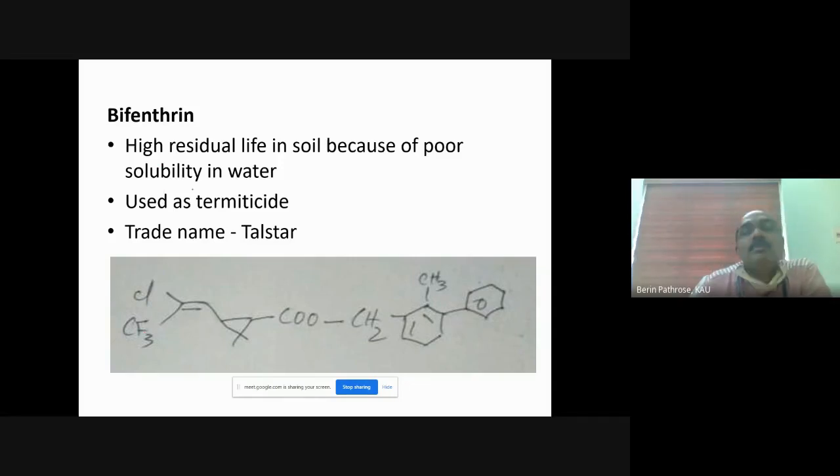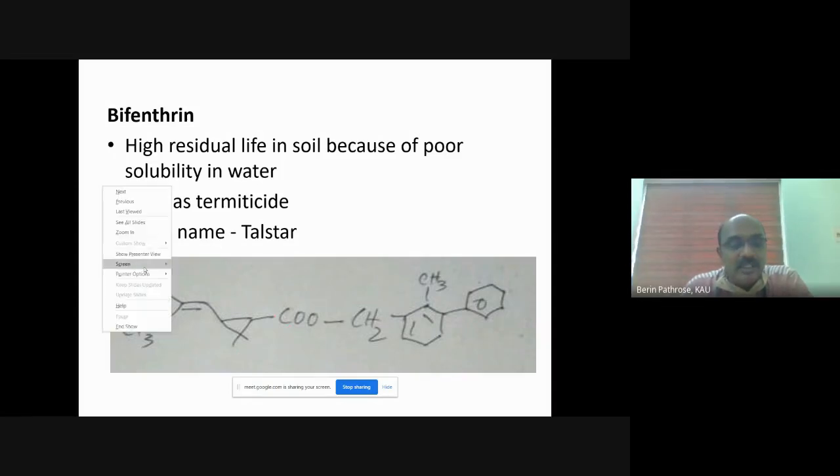So it has more residual toxicity in soil, and hence it is used as a termite treatment, and it has low solubility in water. The major trade name of bifenthrin is Talstar. Here it is the acid part. The change is very minimal.